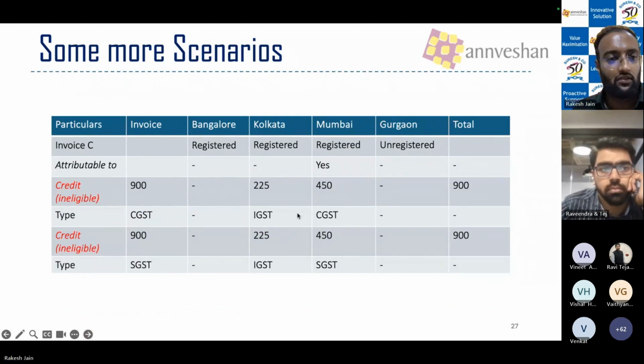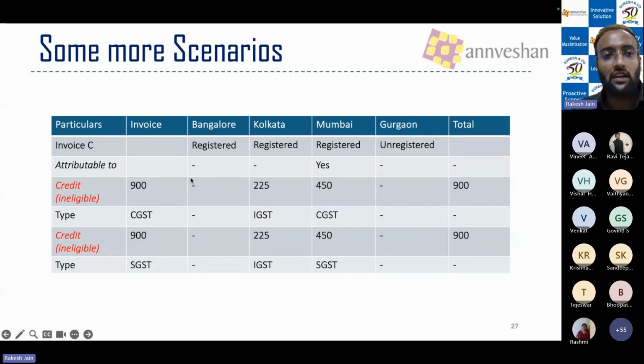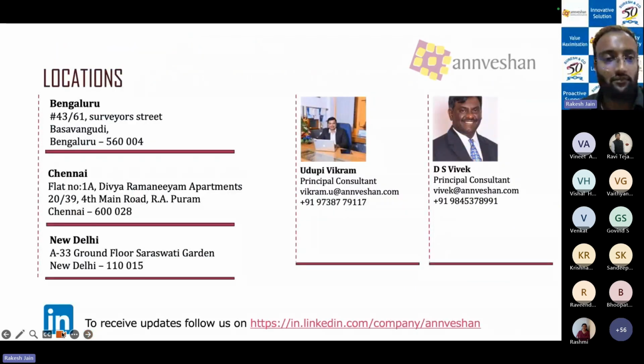I think this is the last example. Now, assuming there are ineligible credits, the question raised was, is this also required to be distributed? The answer to that is yes. So we have distributed this, though there's some small error. It is 450, 450. Sorry, it's IGST and CGST. My mistake. So 450 as IGST, and CGST, SGST as 450, 450. So that means ineligible credit also needs to get distributed.